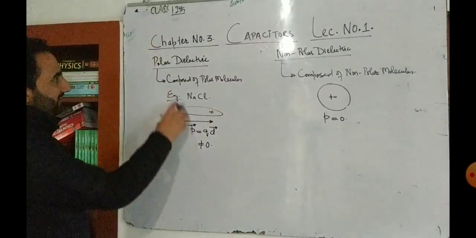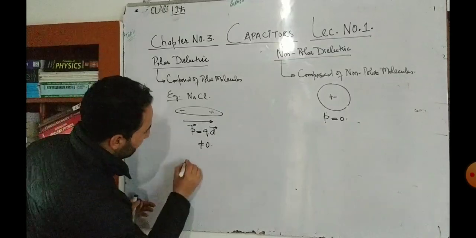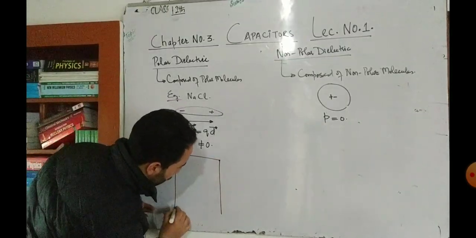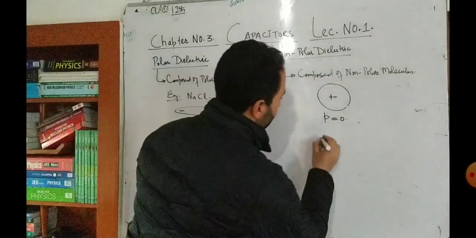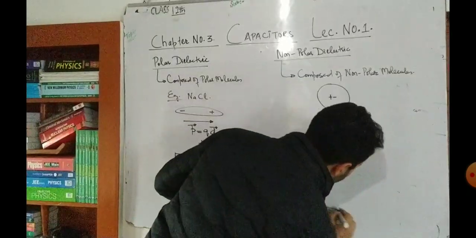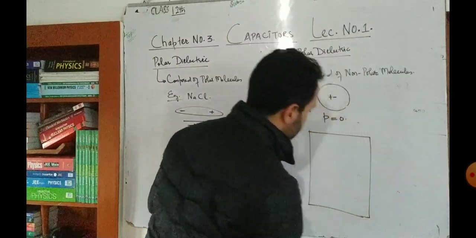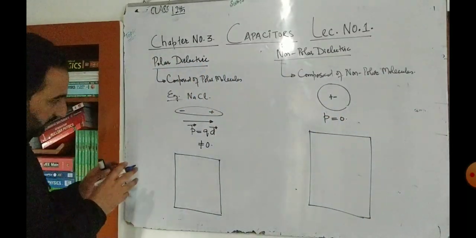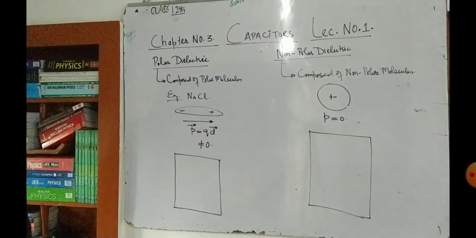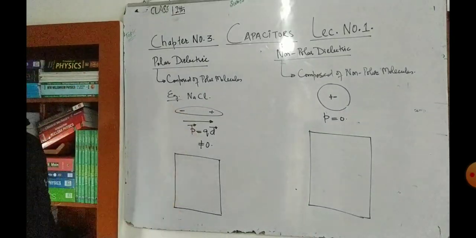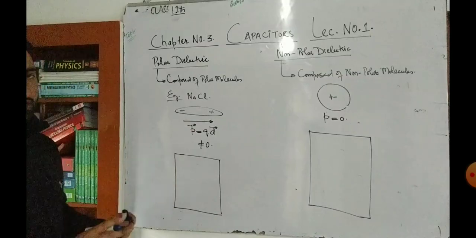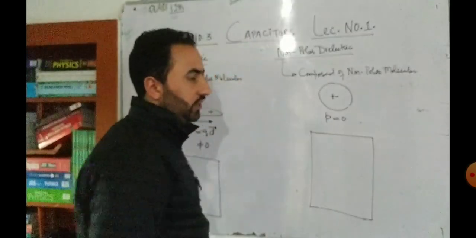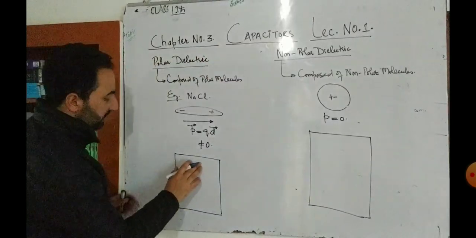Okay. Now let's see the structure of the polar dielectric. It's like this. For example, if we take a cuboidal slab of polar dielectric, and a cuboidal slab of a non-polar dielectric. Let us peep into this structure. Let us see what actually happens inside. So there are millions and millions of polar molecules in this very case, and again millions and millions of non-polar molecules here. So let's concentrate on them.